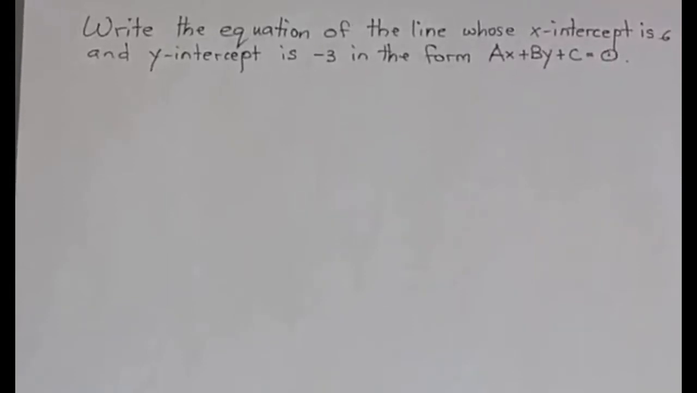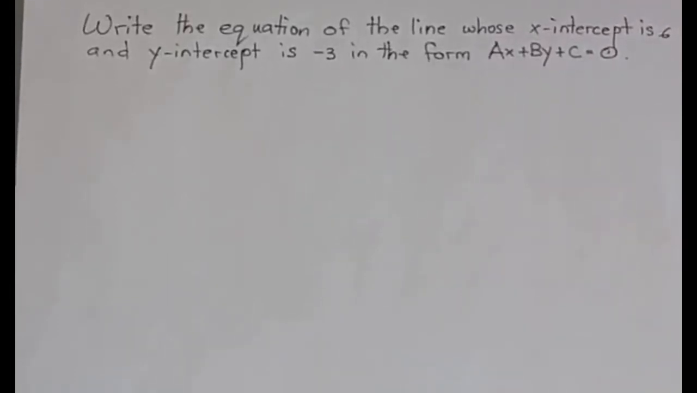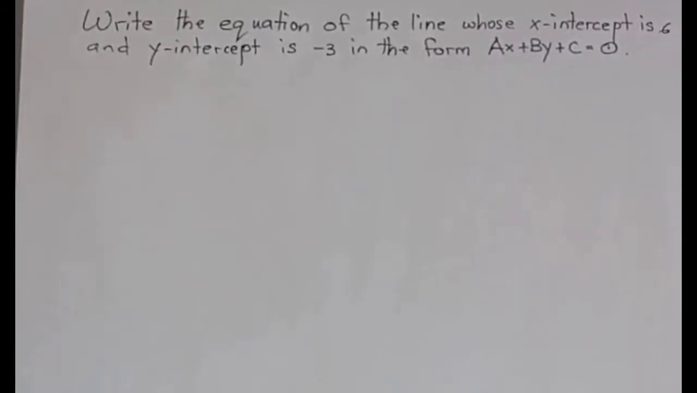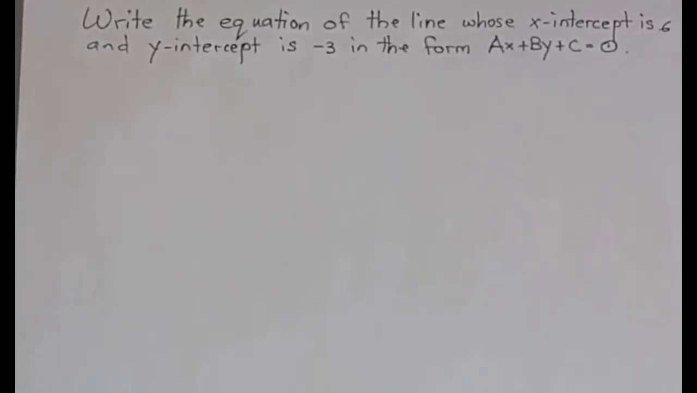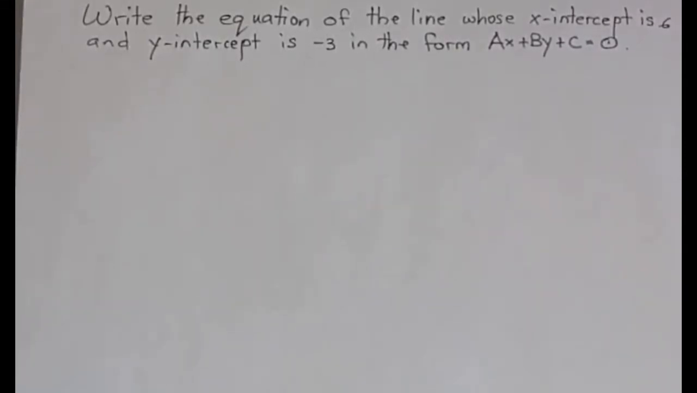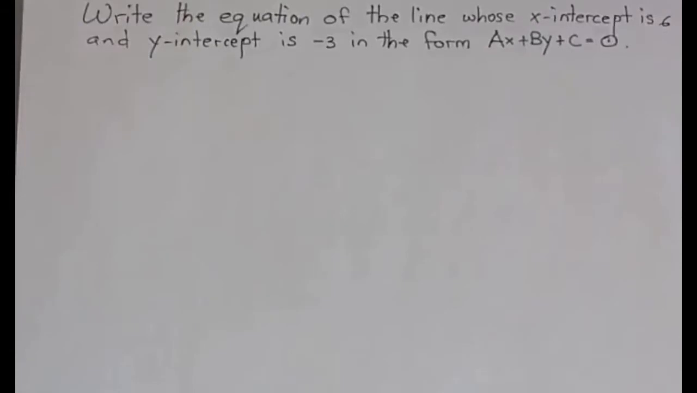Let's look at this question on linear equations. Write the equation of the line whose x-intercept is 6 and y-intercept is -3 in the form ax plus by plus c equals 0. So let's look at the question.